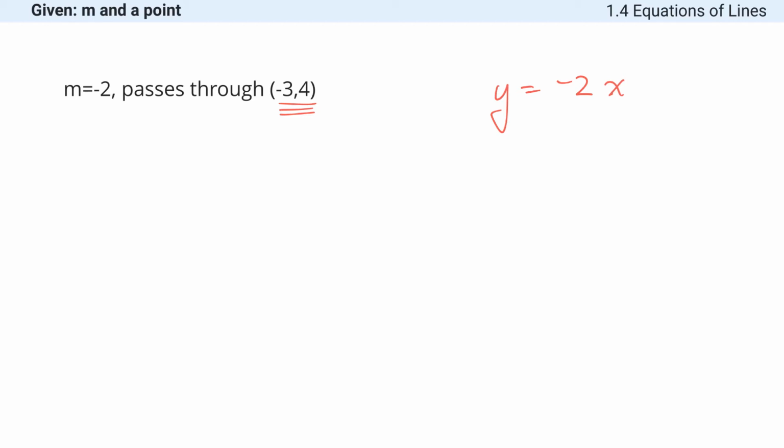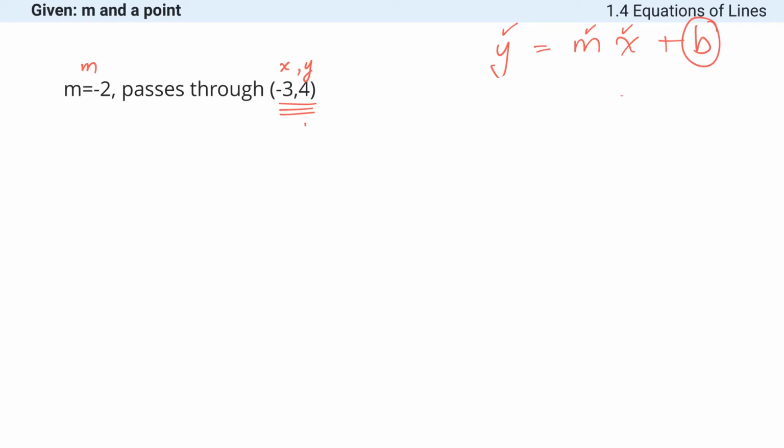The way I like to do it is I like to write my general equation, and then they give me a point, which is an x and a y value, and they give me the slope, which of course is the m value. So they give me a y, an m, and an x. So if I know all those, I should be able to figure out what b is. Okay, so let me erase this piece.